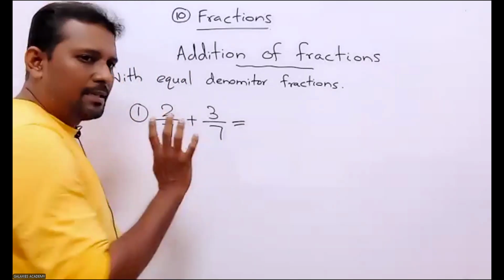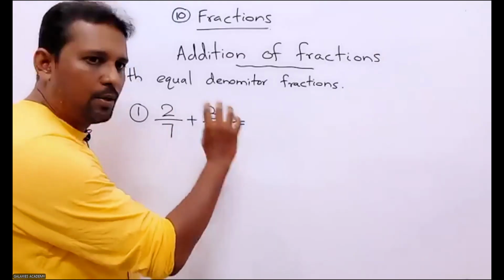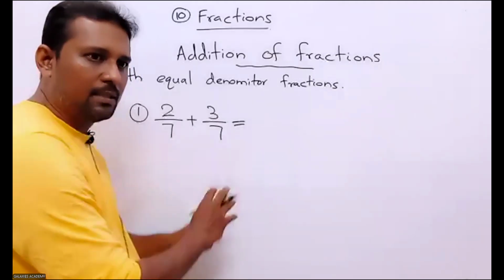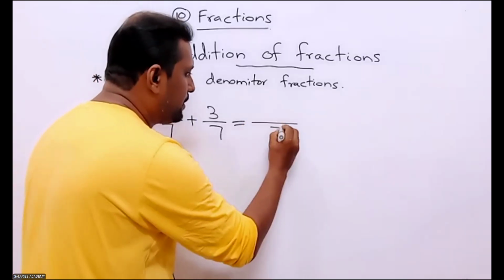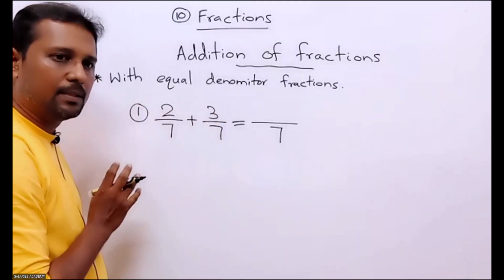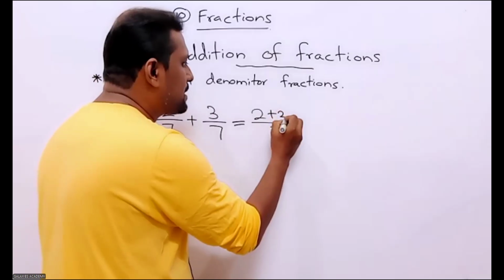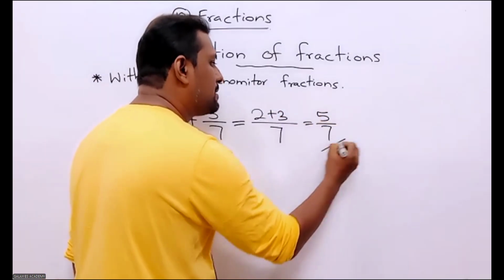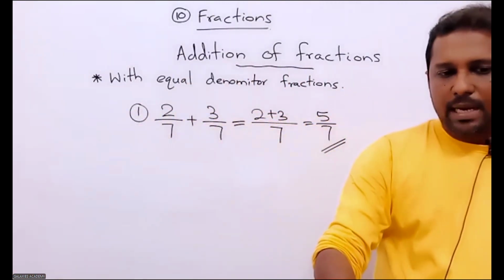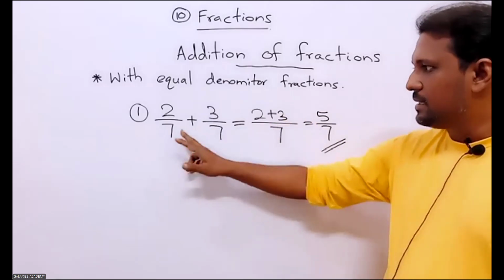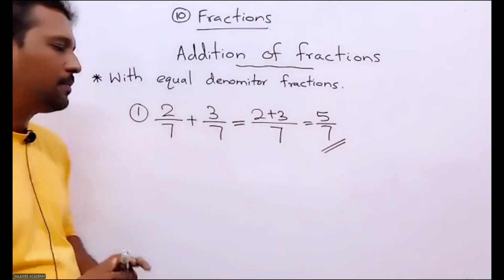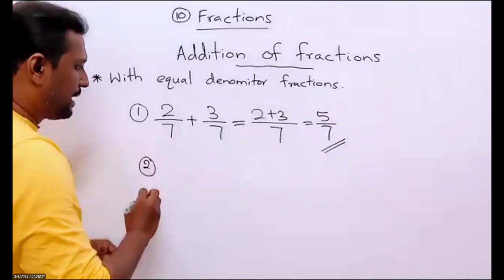If the two denominators are equal, your answer's denominator should be the same denominator, 7. You don't add 7 plus 7, 14, right? 7. So what do you have to do? You have to add the two numerators if the denominators are equal. So 2 plus 3 is 5. So 5/7. You can add or subtract fractions like this if the denominators are equal. If the denominators are equal, it is no problem. Now look at another example.